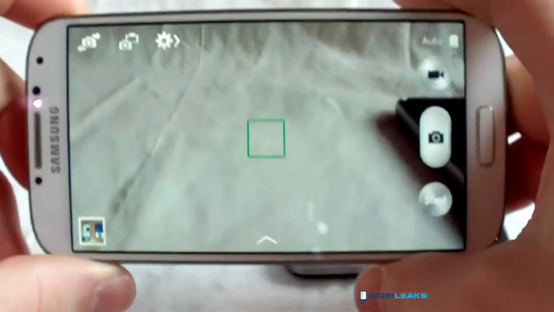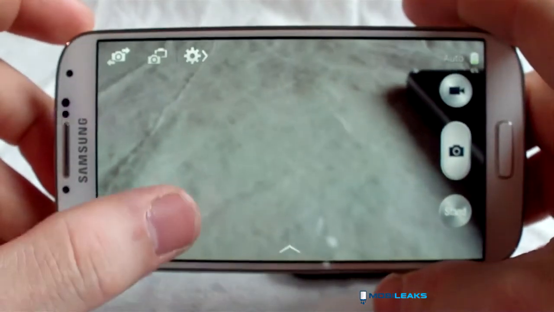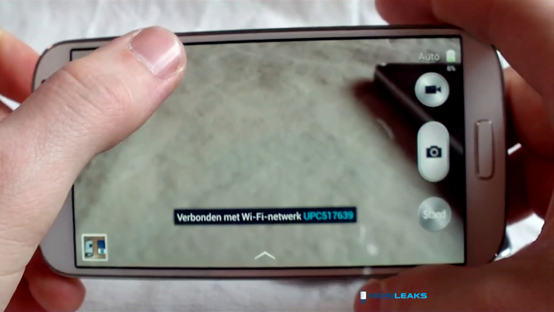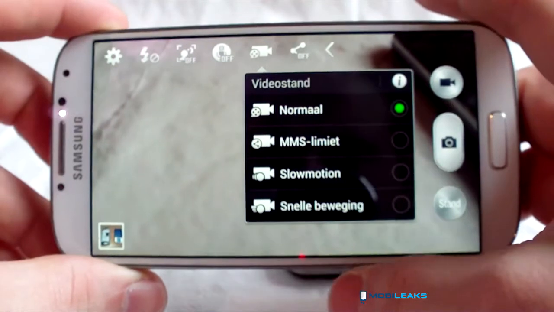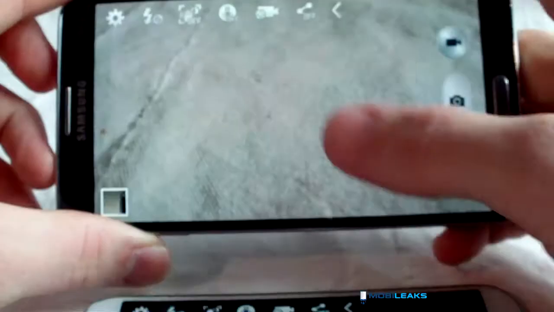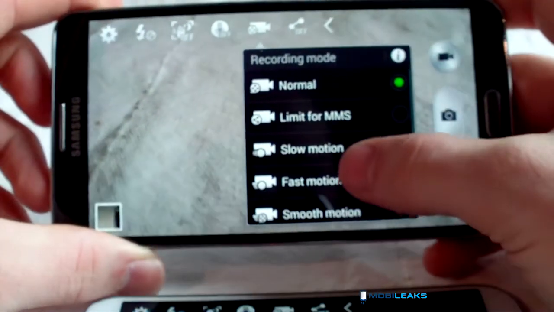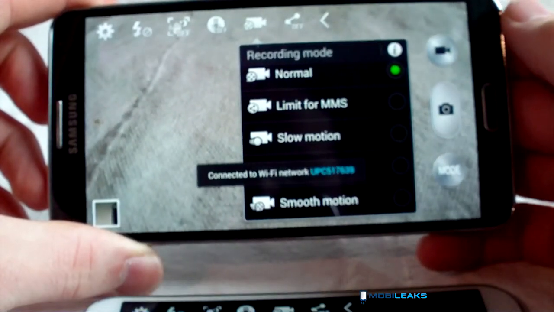While the Samsung Galaxy Note 3 and the Samsung Galaxy S4 have the same camera, there are some differences between the two. But the difference comes to the recording of videos. As you can see, the Samsung Galaxy S4 has 4 options, where the Samsung Galaxy Note 3 has 5. This is because they added smooth motion.